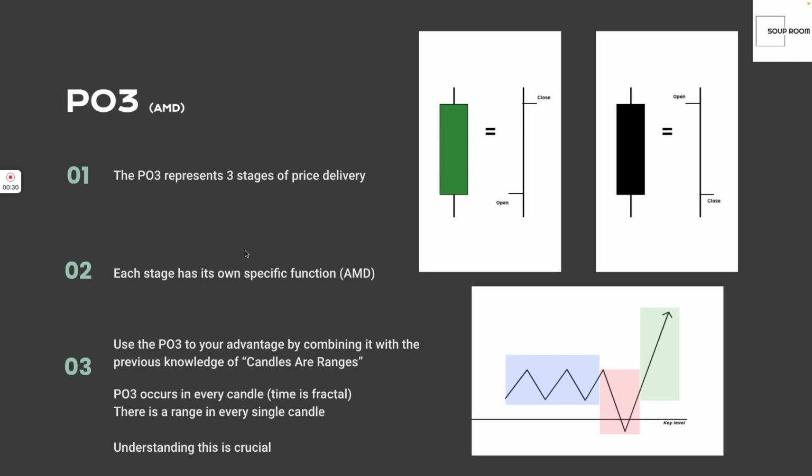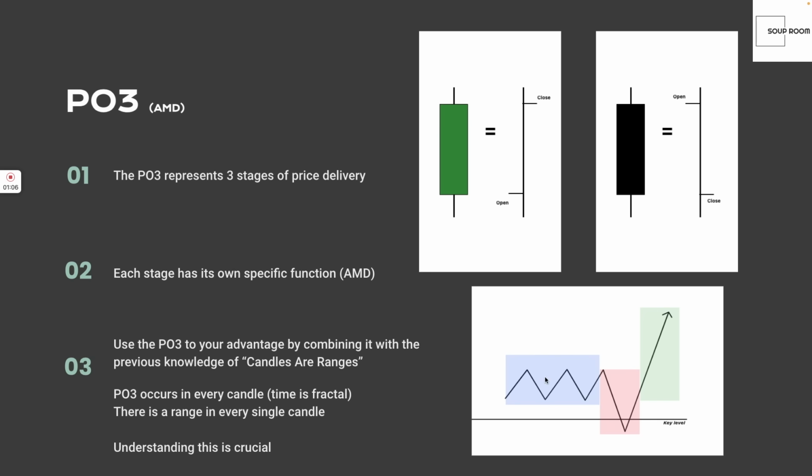Use the power of 3 to your advantage by combining it with the previous knowledge that candles are ranges. What does this mean? There's 3 candles in a 3-candle CRT. That means one candle is accumulation, another candle is manipulation, and the third candle is going to be distribution, the highest probable trades. The power of 3 occurs in every single candle as time is fractal in nature. There's going to be a range in every single candle. This is crucial to understand.